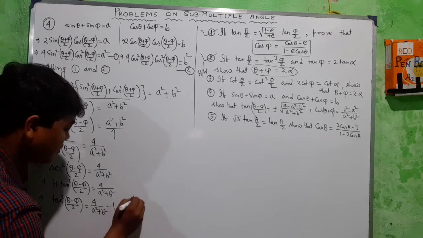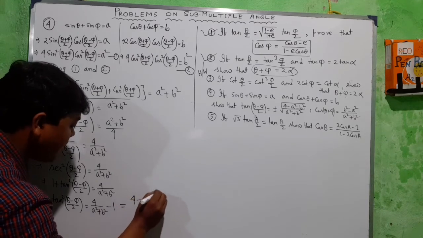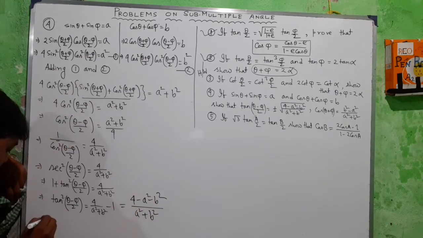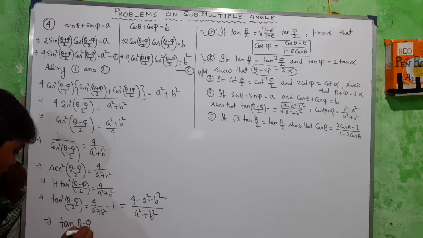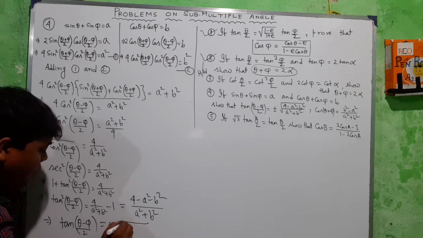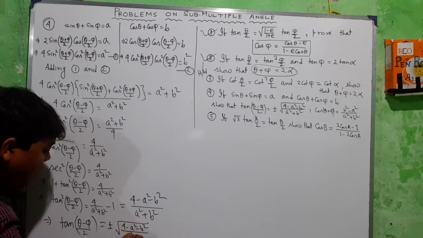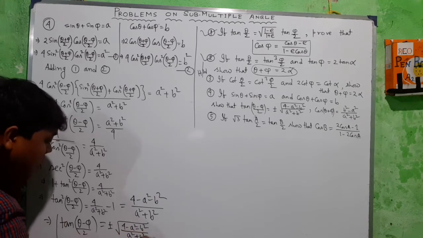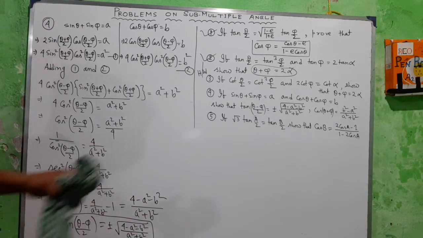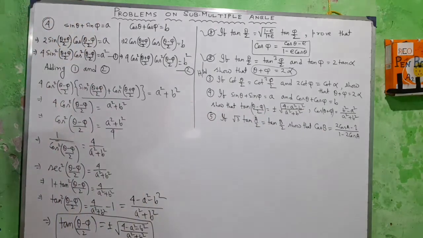So after some calculation we will get (4 square minus b square) by (a square plus b square), that is tan square (theta minus phi)/2. So tan (theta minus phi)/2 equals plus or minus the square root of (4 minus a square minus b square) by (a square plus b square). So you see the given expression, this is our required result, plus or minus the square root of (a square minus b square) by (a square plus b square). Okay.